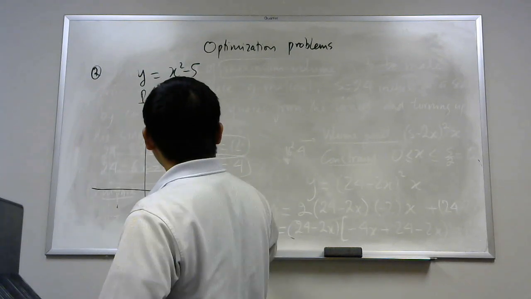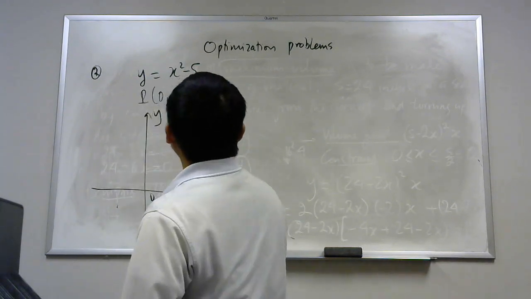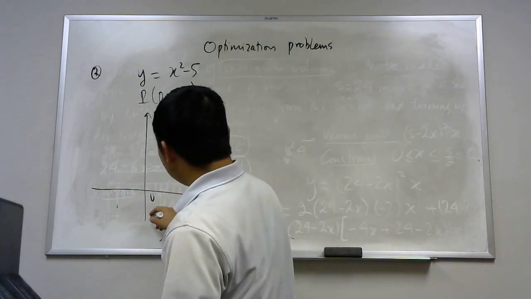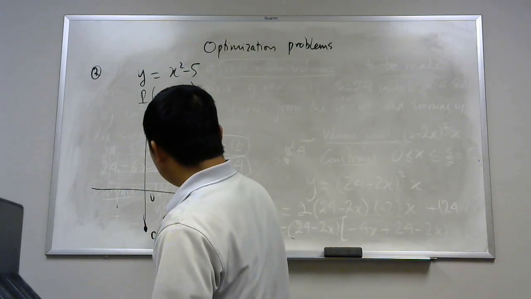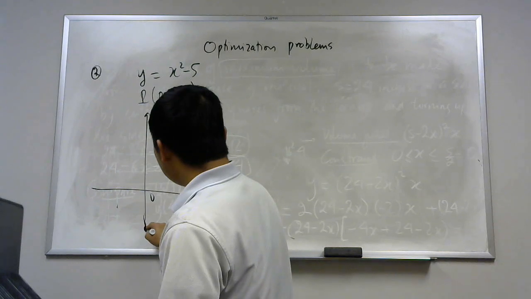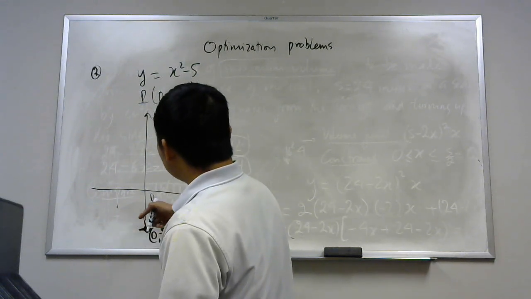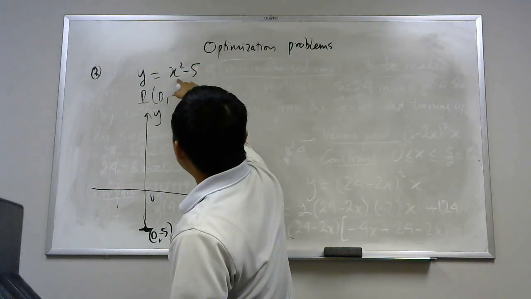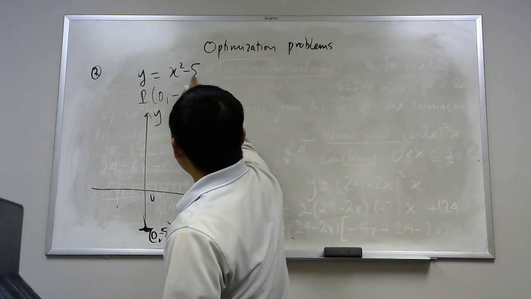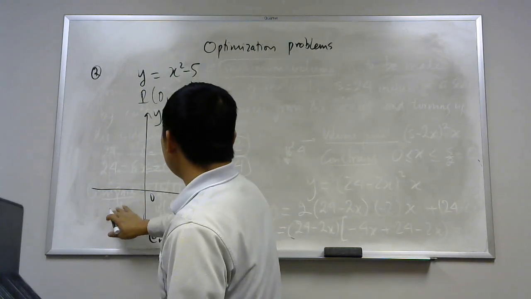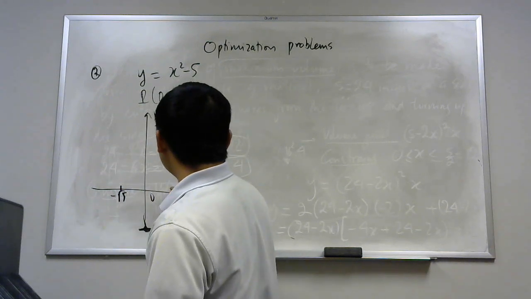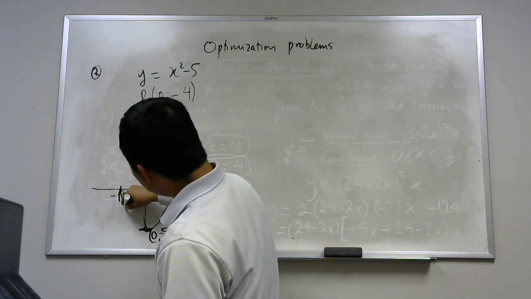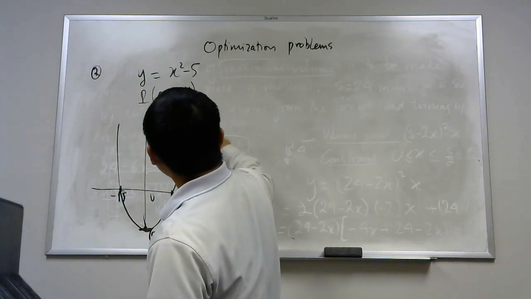Here we have x, o, y. So the vertex of this parabola is (0, -5), right? So I have 0 and -5 in here. This is the vertex. And at this point, the function attains global minimum. What are the x-intercepts? So you set this equal to 0, you get plus minus square root of 5, right? So I can write negative square root of 5, and here square root of 5. So you connect them. See? And we have the parabola.